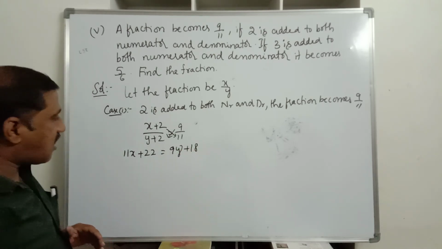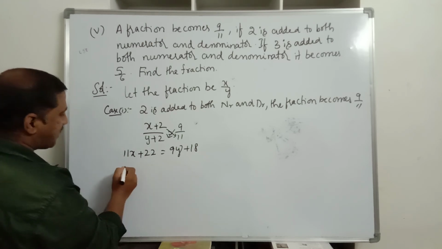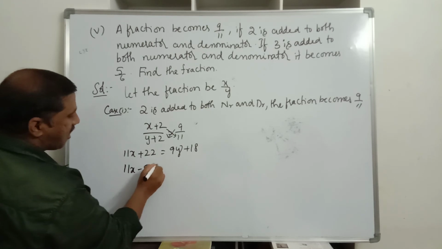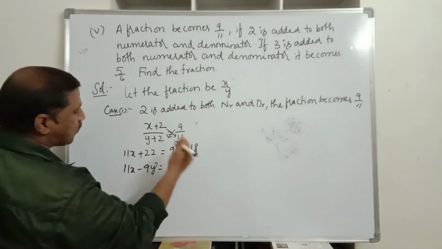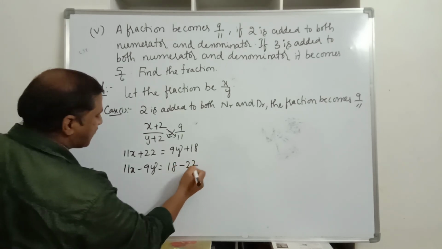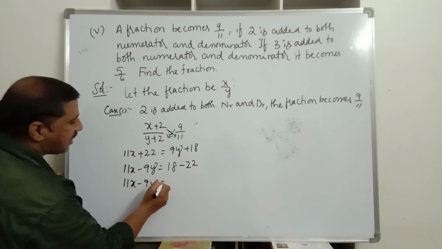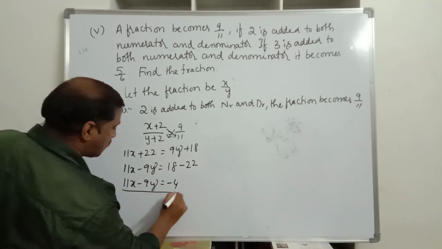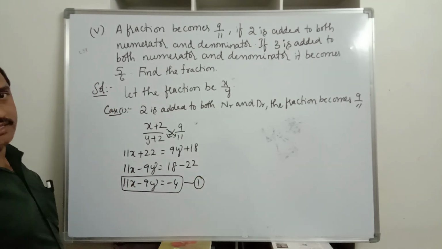Convert that into the general form. Transpose 9y to the left hand side, it will become minus 9y. 11x minus 9y is equal to 18, and transpose plus 22 to the RHS, it will become minus 22. Now 11x minus 9y is equal to 18 minus 22, it is minus 4. So now we got one equation from the first statement.